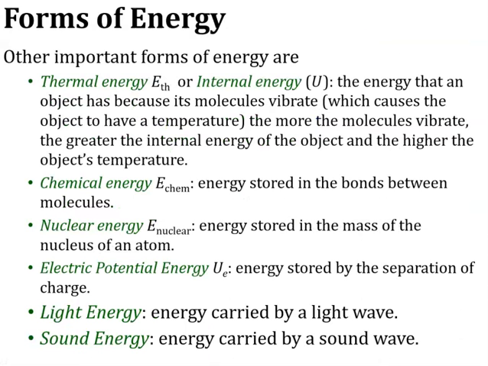Some other forms of important energy that we might encounter at some points: we do have thermal or internal energy, and we will deal with this one a bit. That's because of the molecular vibration, which is what that picture of all the particles bouncing around was. The more the molecules vibrate, the greater the internal energy and the higher the temperature. Chemical energy is the energy stored in the bonds between molecules. Nuclear energy is energy stored in the mass of the nucleus of an atom. We have electric potential energy, energy that's stored by the separation of charge, and we'll deal with this a little bit in the spring. Light energy is energy carried by a light wave. Sound energy is energy carried by a sound wave.